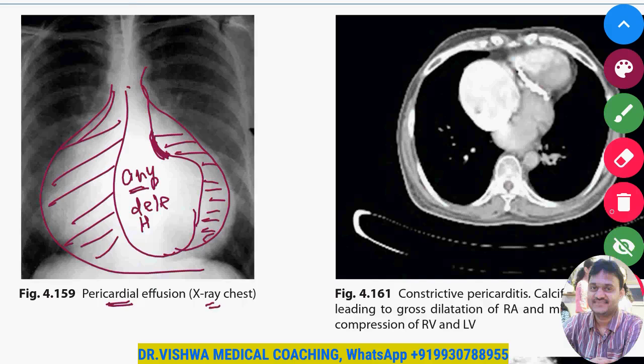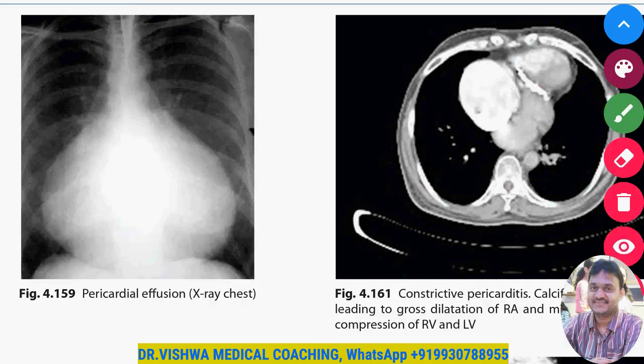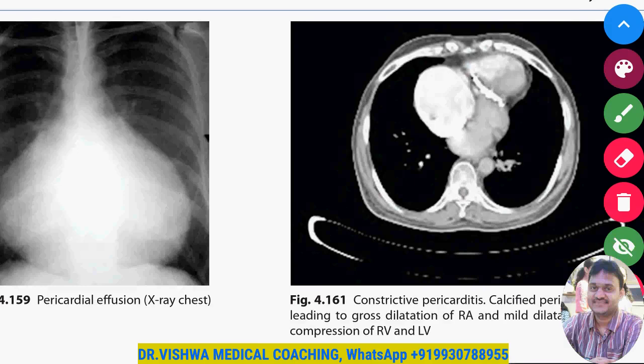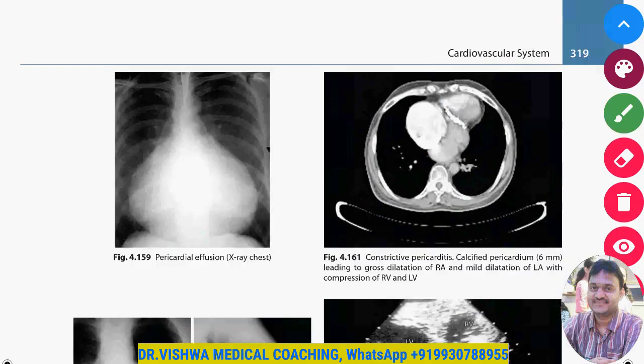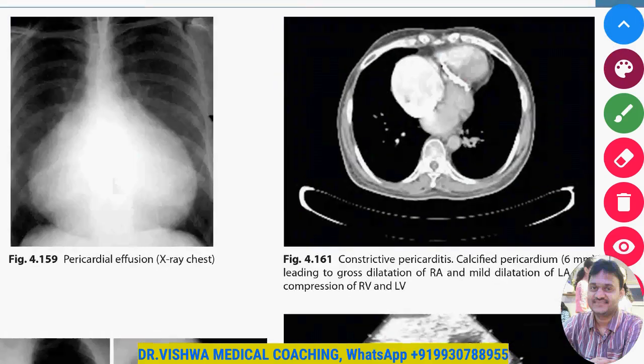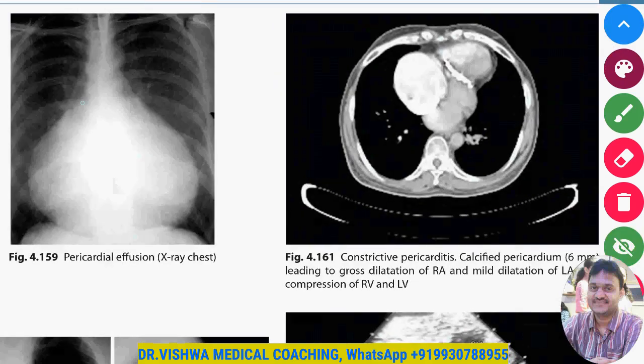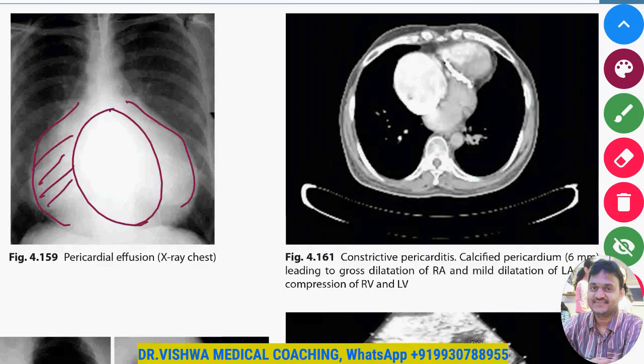So pericardial effusion in an X-ray chest. You can also go for an MRI scan. In this we can see the pericardial effusion. This is what the MRI scan can show, or the pericarditis, it's also called constrictive pericarditis. Ultimately what it will lead to: if fluid collects around the heart, this fluid is going to compress the heart from all sides.